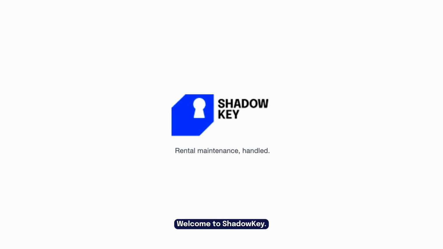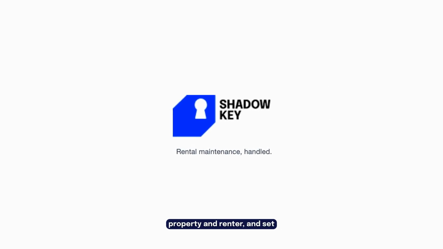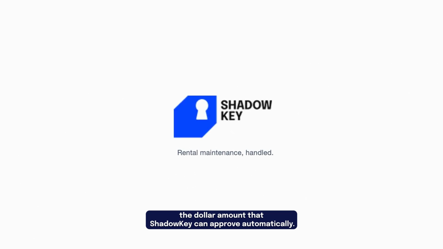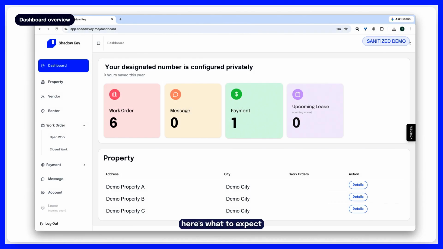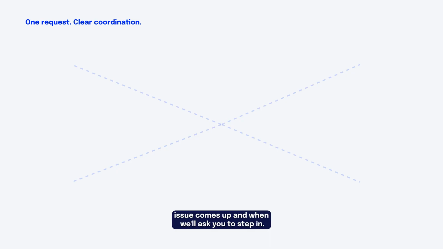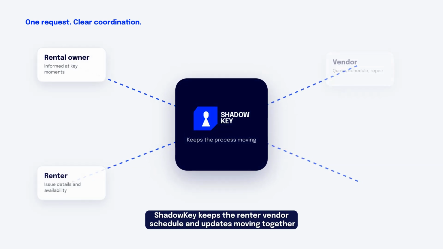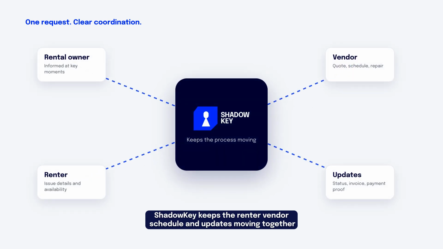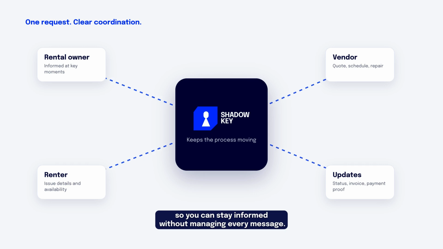Welcome to ShadowKey. You've already added your first property and renter and set the dollar amount that ShadowKey can approve automatically. Now, here's what to expect when a maintenance issue comes up and when we'll ask you to step in. ShadowKey keeps the renter, vendor, schedule, and updates moving together so you can stay informed without managing every message.